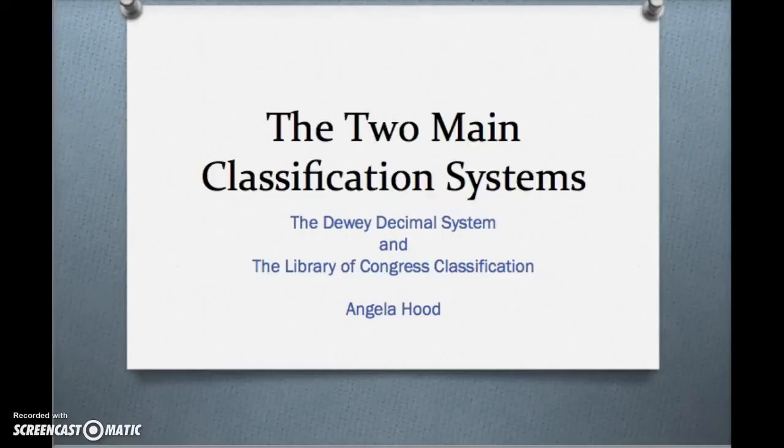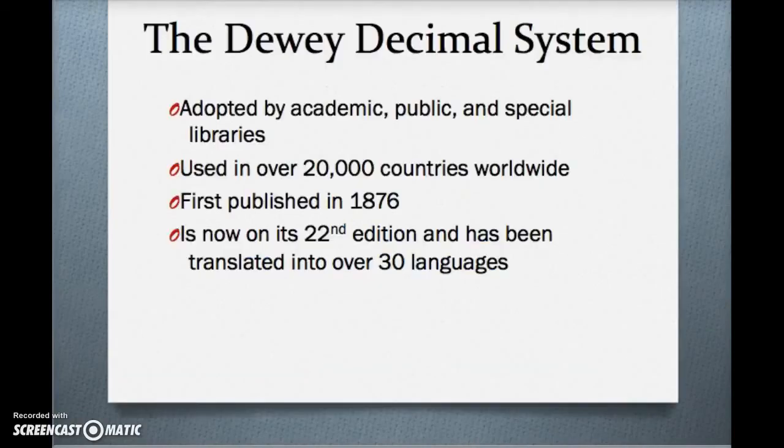Let's discuss the two main classifications most commonly used, the Dewey Decimal System and the Library of Congress classification. There are two main systems of classification used widely by libraries. These are the Dewey Decimal System and the Library of Congress classification system.